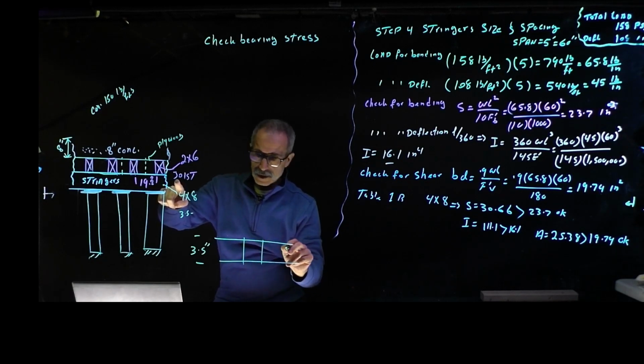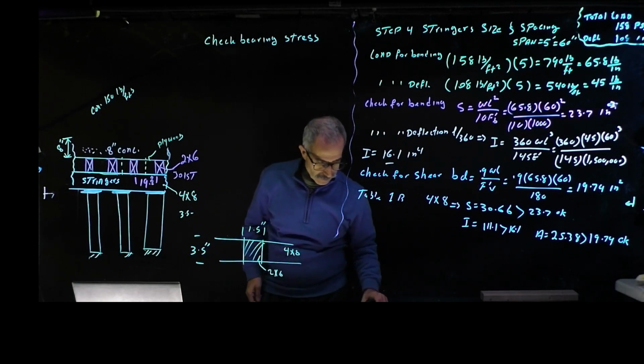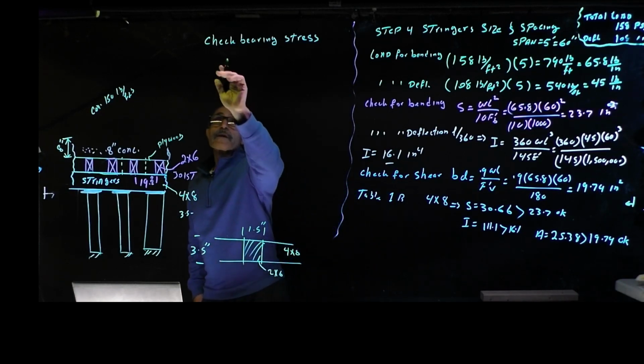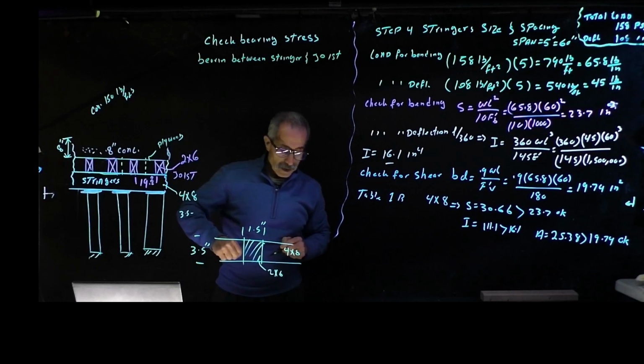And this is a 4 by 8, which came out to be 3.5. This is a 2 by 6, and this is 1.5 inches. So this is the area of bearing. The area is 1.5 inches by 3.5. Keep that in mind. First, we're going to calculate the load. Calculate bearing between the stringer and joist.